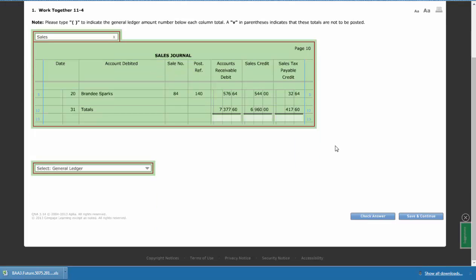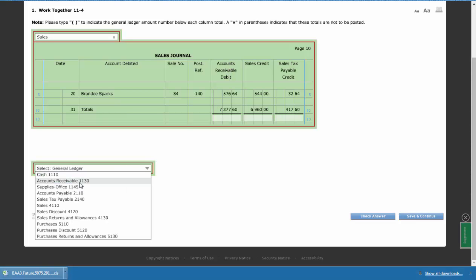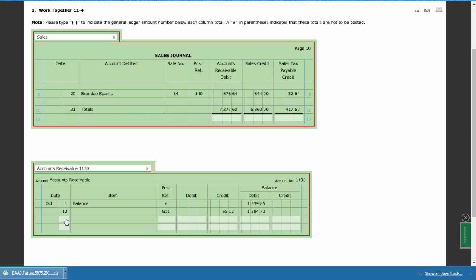So I need to go through, and I'm posting my totals. So we're going to be doing a lot of math here. So I'm posting my totals left to right. So I have to post to my accounts receivable. So I have to find my accounts receivable. The date here is the 31st. My post reference is going to be S10, and I'm debiting accounts receivable $7,377.60.